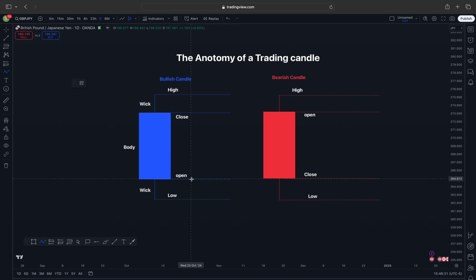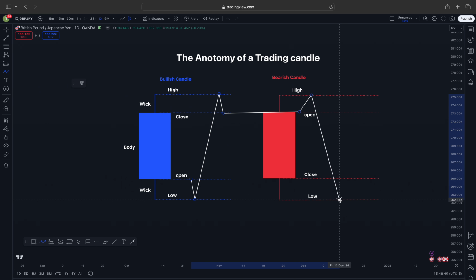So if you look at it now, we open, create a low, create a high, and then close. And then the bearish candle opens, creates a high, creates a low, and then closes. And there you have it. That's the anatomy of a trading candle.